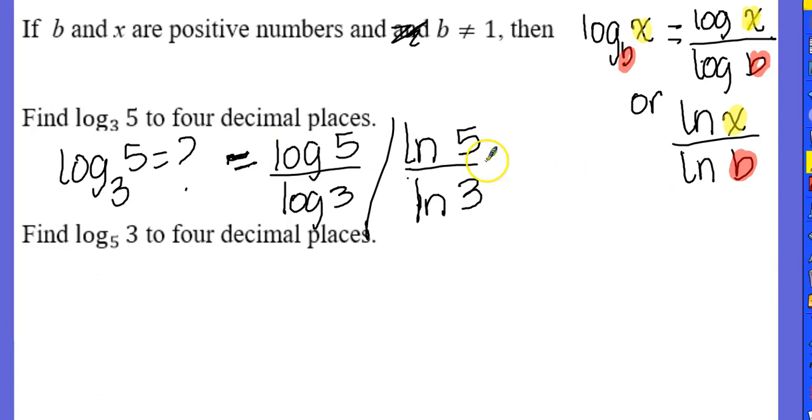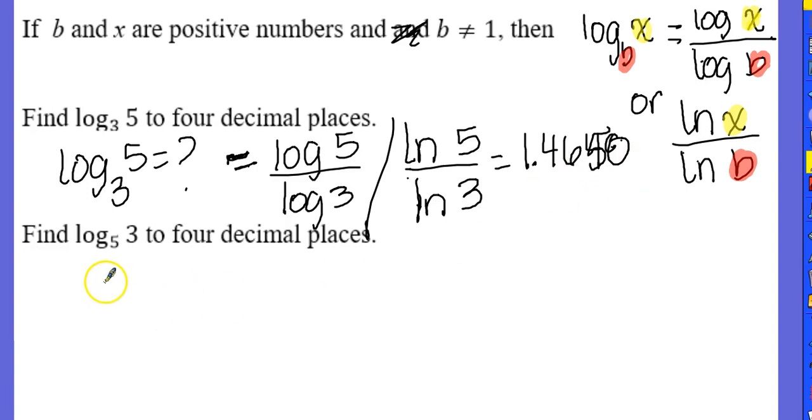On the natural log side, what'd you get? 1.497. On the log side, what'd you get? The same thing. Whoa. Cool. All right. So we proved that it doesn't matter which form of the formula we use. Let's do the next one.